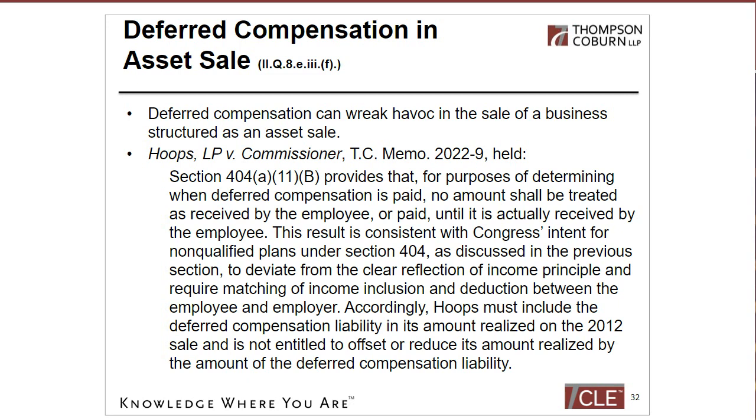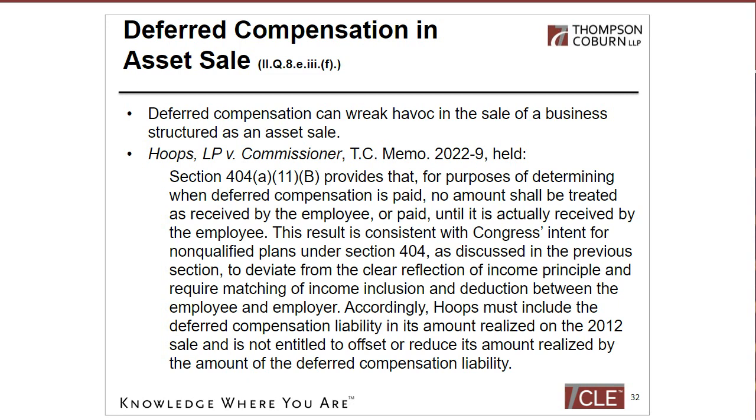Buyers want to be treated as purchasing assets because they want to get depreciation. They want to amortize the goodwill over 15 years. They want to get all the tax benefits they can from it. So even if you sell stock in an entity, a lot of times the buyers will want to have this election done to make it a deemed asset sale so the buyers can get the basis step up. So the vast majority of transactions are treated as asset sales even if they are stock sales. This will set the table now for deferred compensation.